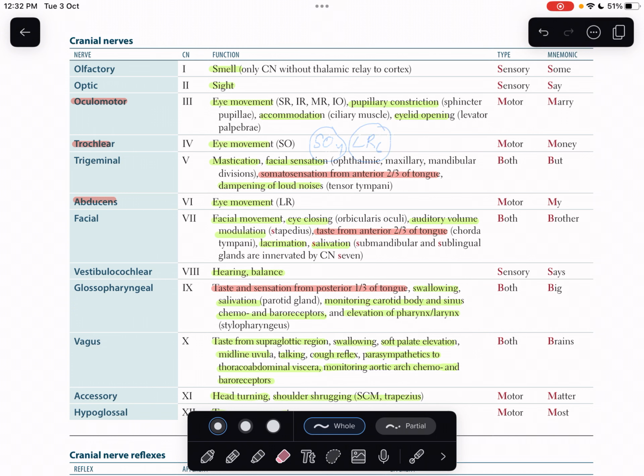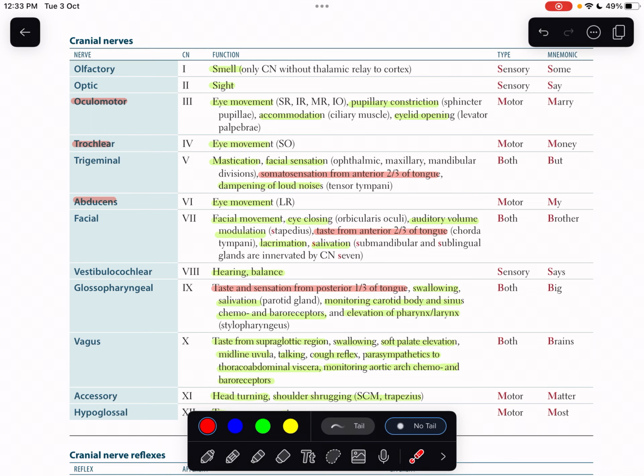Okay, the other functions of the oculomotor are pupillary constriction, then accommodation, and eyelid opening. Your eyelid opening, very important, is by oculomotor, and when your pupils are constricted, it is with the help of the oculomotor. If this nerve gets damaged, then your pupils will be dilated, they cannot be constricted. Then trochlear I've already discussed.